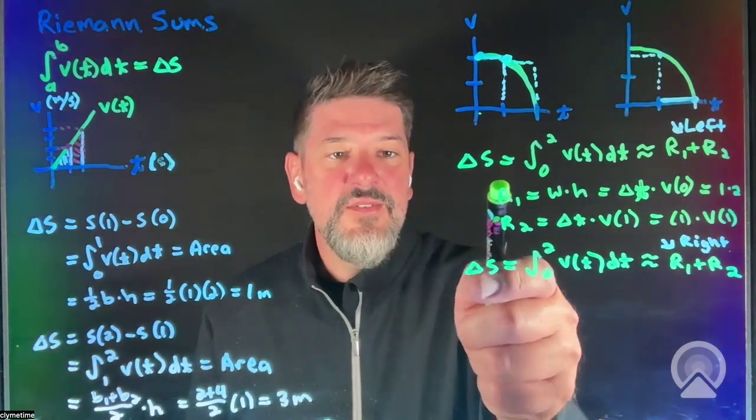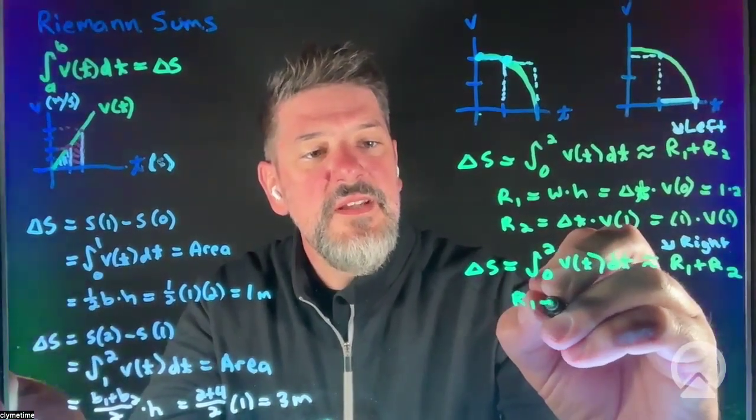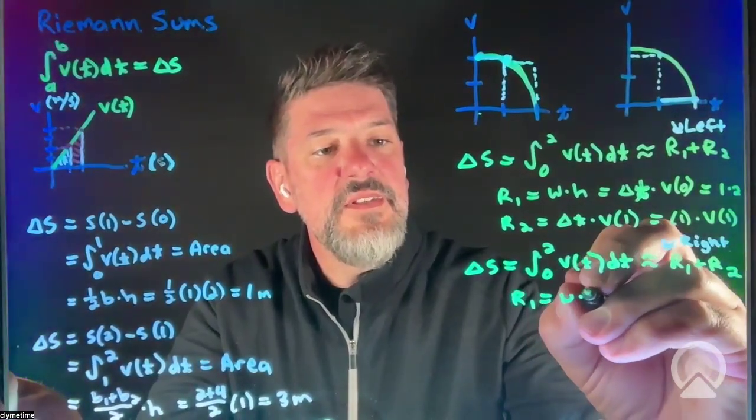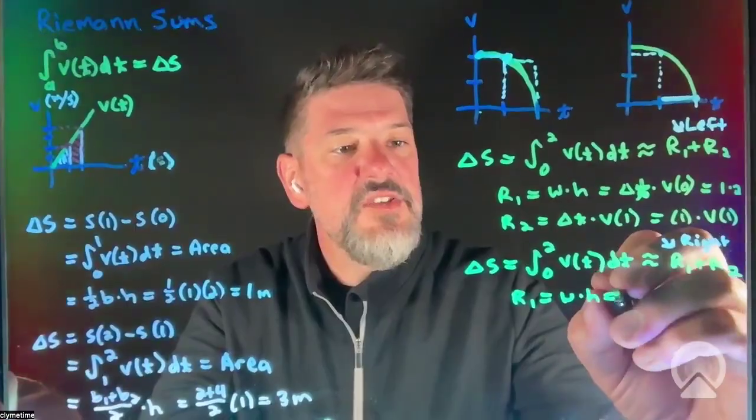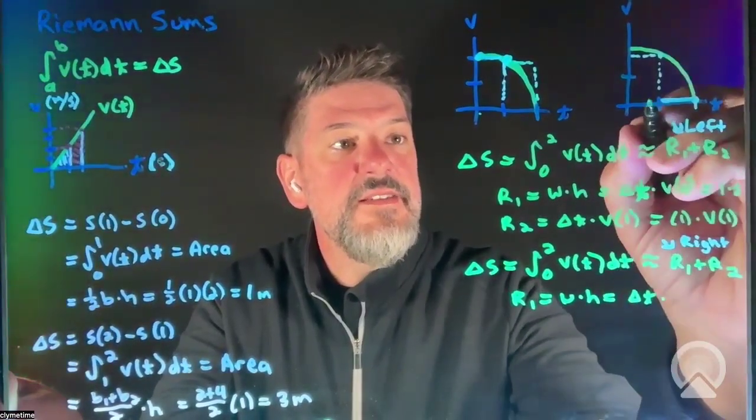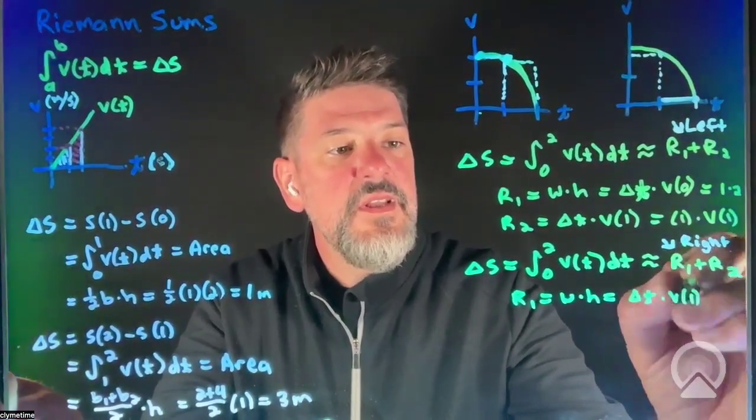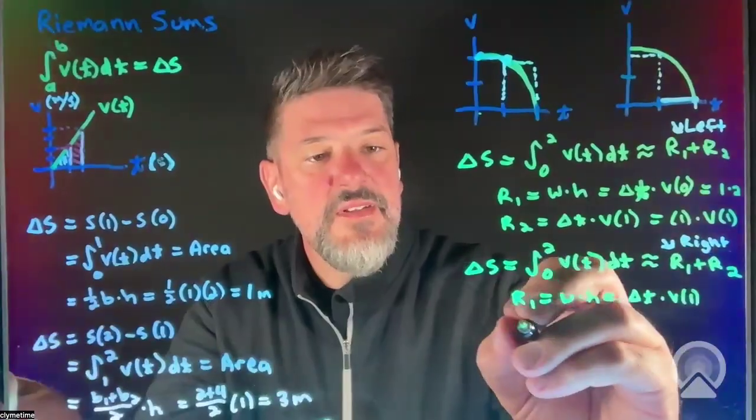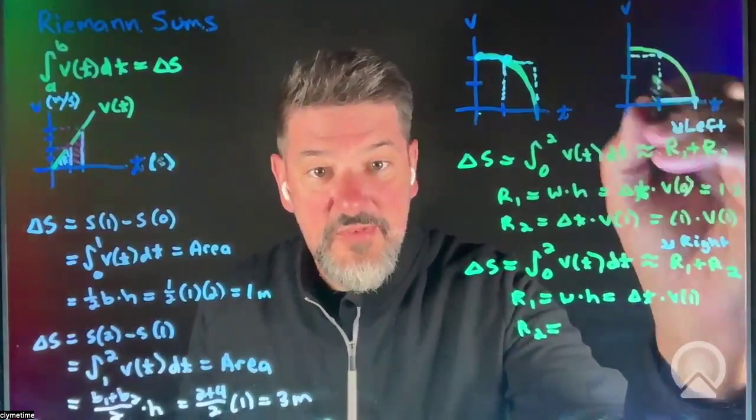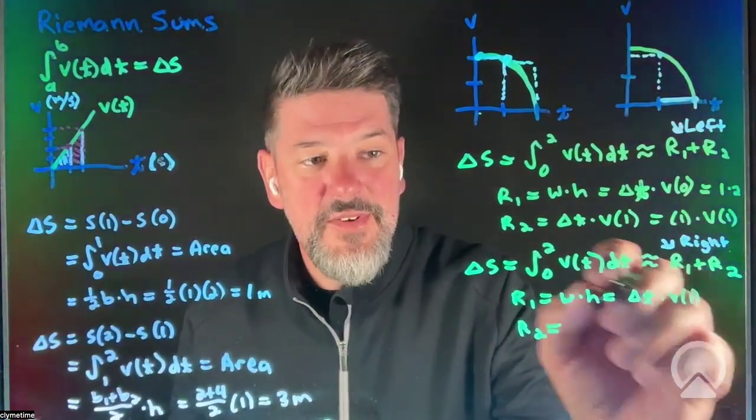And like before, our R1 and R2, we can find them. R1 in this case is going to equal the width times the height. I'll go ahead and write that in, width times height. And the width is a change in time, so that doesn't change. And then the height, in this case, the right endpoint is actually going to be v of 1. And I don't know what v of 1 is, so I'm not going to try to simplify that. R2, if I knew the actual velocity function, if I had an equation for it, then I can find v of 1.